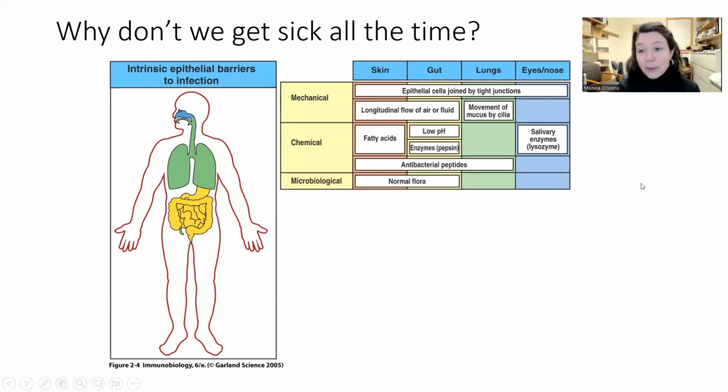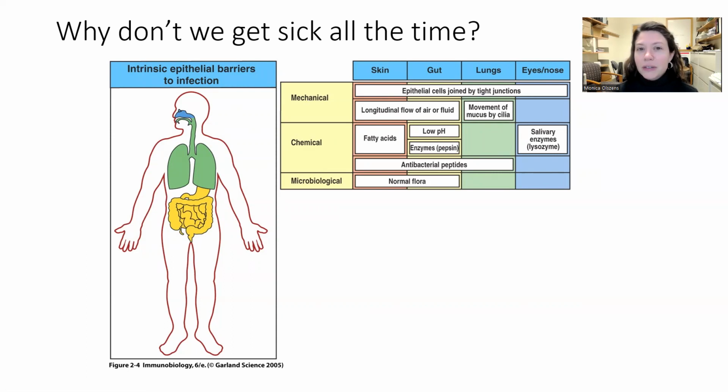Okay, so why don't we get sick all the time? The answer is a lot of different things. But it starts with your skin, actually. So the fact that your skin is dead skin cells on the outside is intentional and it's clever. Your skin actually has really tightly joined cells. That's why it's called epithelial or skin cells, joined by tight junctions.